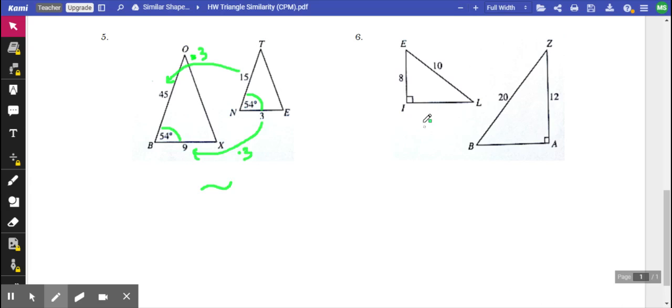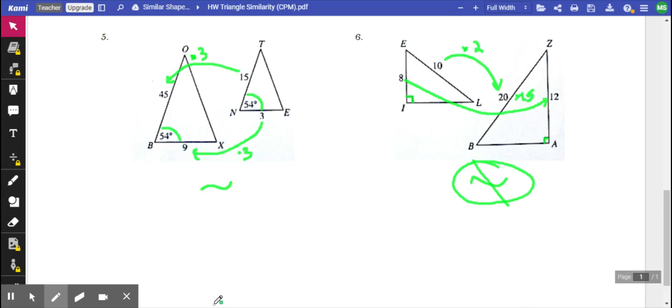And finally, we have a 90-degree angle making these both right triangles. And from 10 to 20, the two hypotenuse lengths, well, that's times 2. But if I go from 8 to 12 over there, well, that is not going to be times 2. That is going to be times 1.5. And that means that these two triangles are going to be not similar to each other.